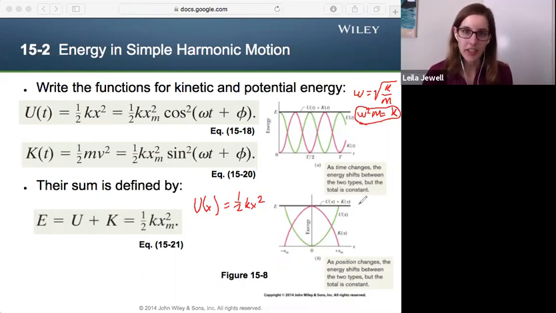Now, what about kinetic energy? How does kinetic energy vary with position? Well, one way we can get kinetic energy as a function of position is we can use this relationship with the total energy.